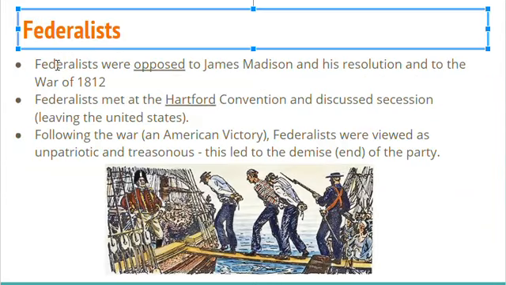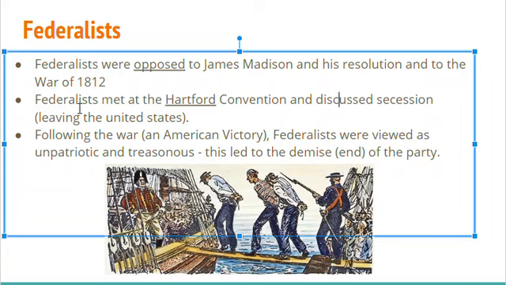The Federalists opposed James Madison and his resolution to go to the War of 1812. So they did not support the War of 1812. In fact, the Federalists met at the Hartford Convention and discussed secession. And that means leaving the United States. So the Federalists were so mad about the War of 1812 that they were thinking about leaving the United States, starting their own country even.